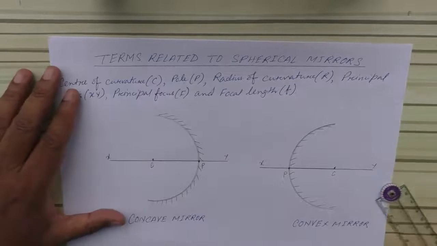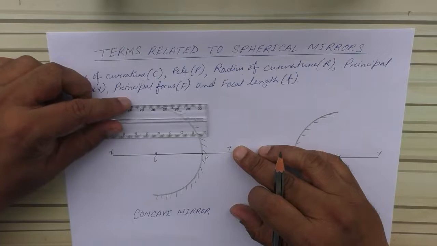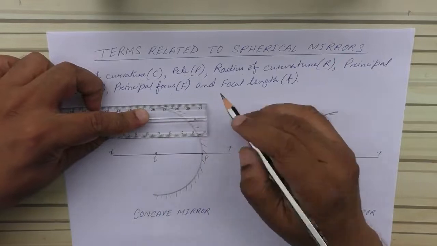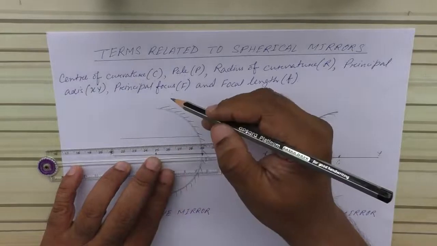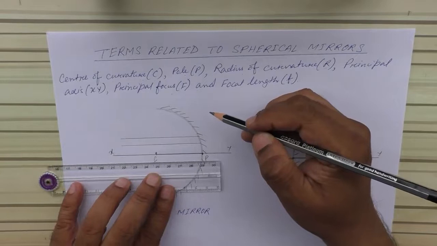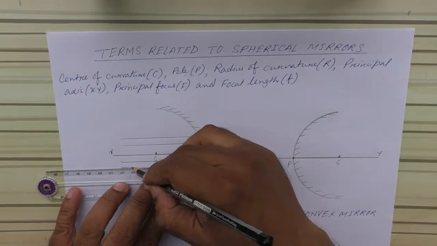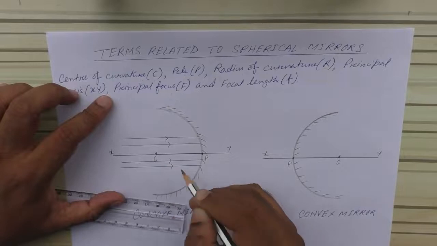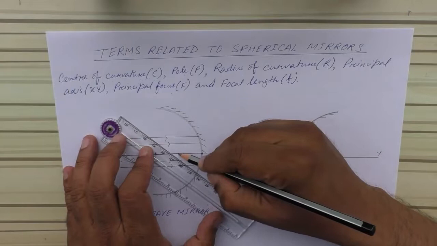Now what is principal focus? Try to understand. If I allow a parallel beam of light, parallel to the principal axis, to fall on concave mirror. In case of concave mirror, this parallel beam of light after reflection will always pass through a point on the principal axis.